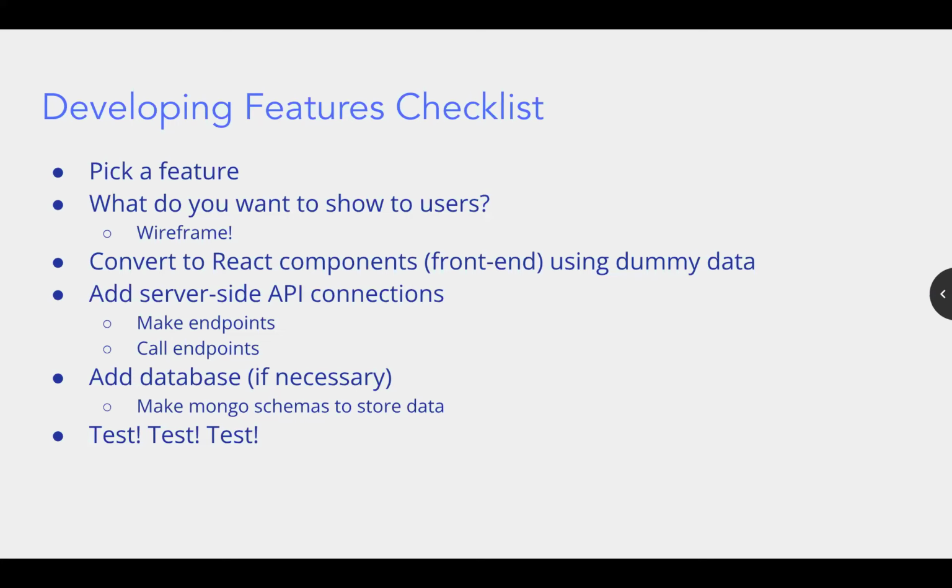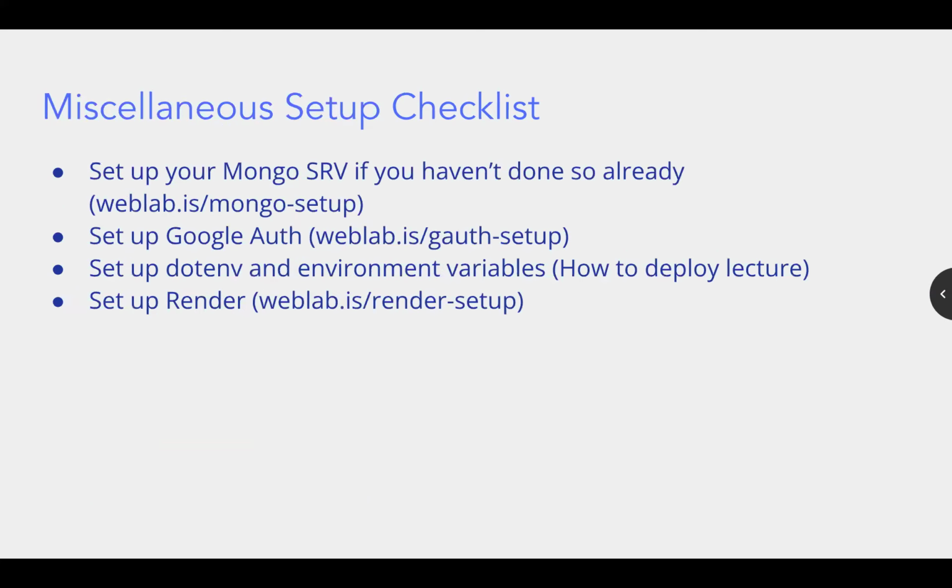It's very sad to write 100 lines of code, test, realize it doesn't work, and then have to go back and figure out what's wrong. So make sure you're testing every step of the way. And then you repeat. So that's nice. And one last miscellaneous setup checklist. We have just a couple things here. So if you haven't finished all of these setup steps, here are all the links to where you can find that information. You can also obviously hop on the help queue, etc., and staff will come and help you.